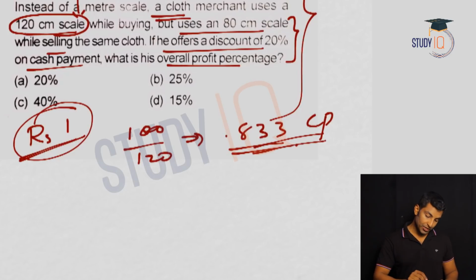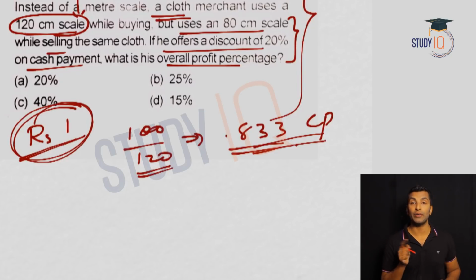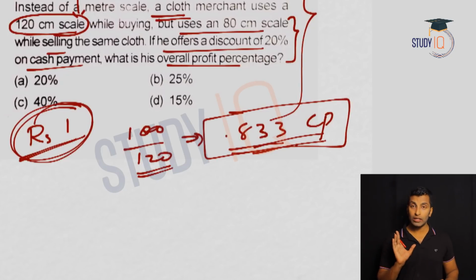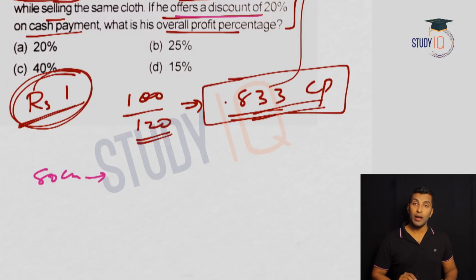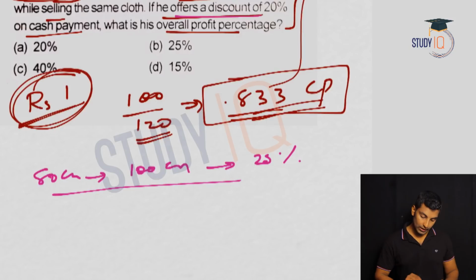Although in our assumption rupees 1 is the cost price, since he is getting 120 centimeter instead of 100 centimeter, his cost price is this much only. Now once you got the cost price, what is actually happening? He is selling 20 centimeter less. He is selling 20% less than the cost price, or a discount of 20%. So he is selling 80 centimeter, but charges for 100 centimeter, but he is offering a discount of 20%. Okay, so this is the new situation.